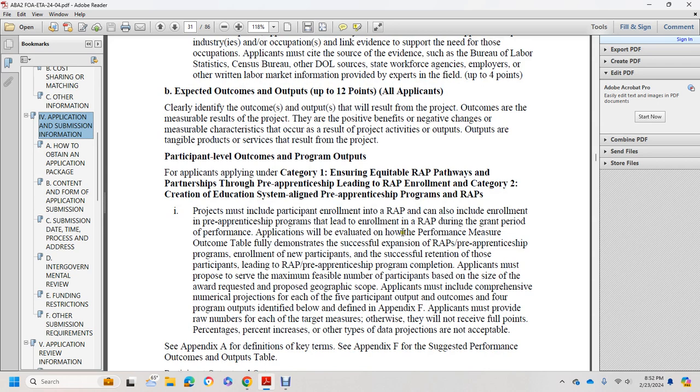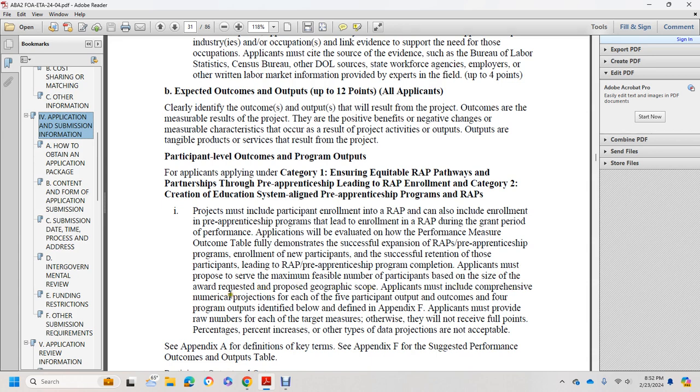Applicants must complete the performance measure outcome table to fully demonstrate the successful expansion of registered apprenticeship and pre-apprenticeship programs, enrollment of new participants, and successful retention of participants leading to registered apprenticeship and pre-apprenticeship program completion. The application must propose to serve the maximum feasible number of participants based on the size of the award requested and the proposed geographical scope.